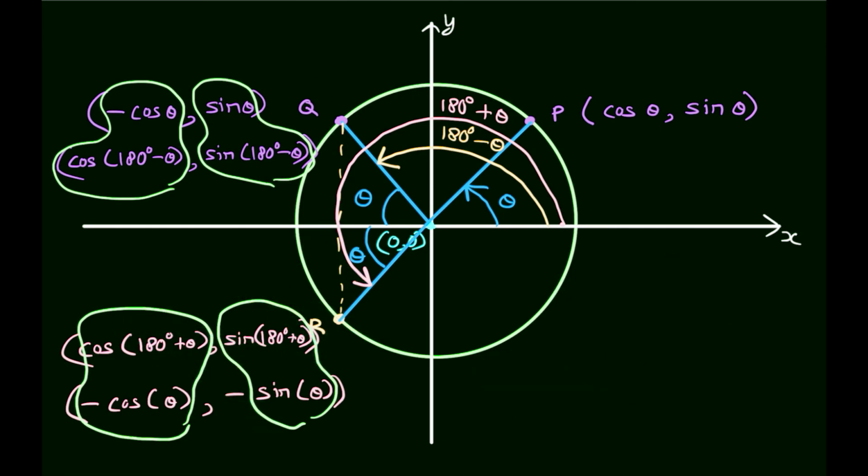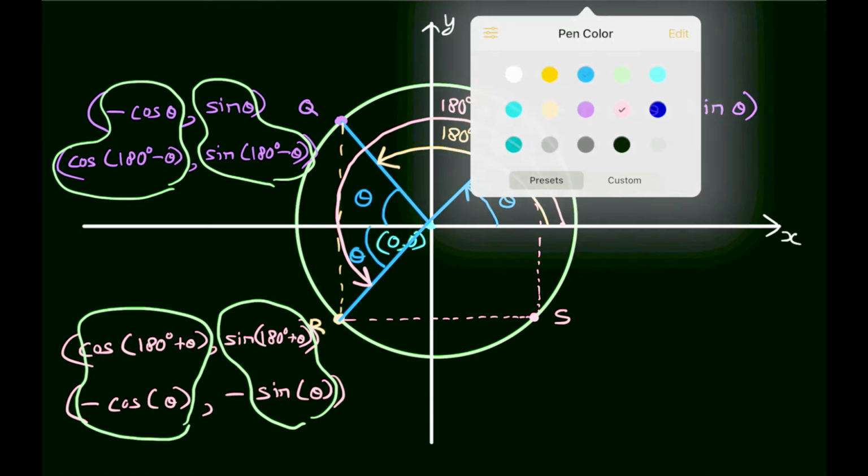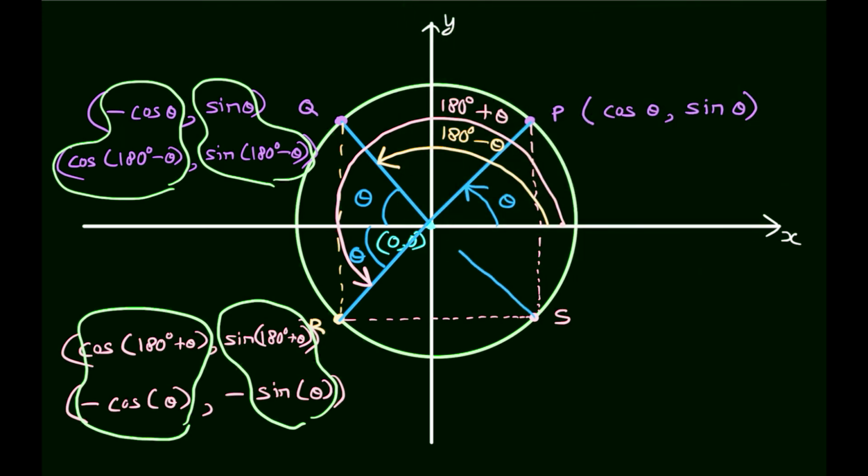Okay, so let's do the same thing for this. Now once again, I will get a point opposite to point R in this zone, so let me call this point S. Now this point S will also be exactly opposite to point P, right? Yeah. Okay, now what will be the coordinates of point S? Now once again I have to connect point S with the origin, and by symmetry, this point S will also make an angle of theta with the horizontal.